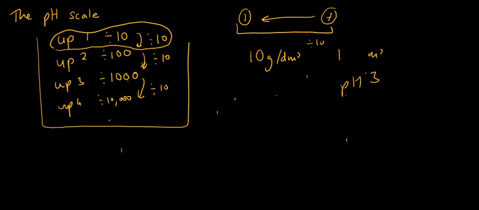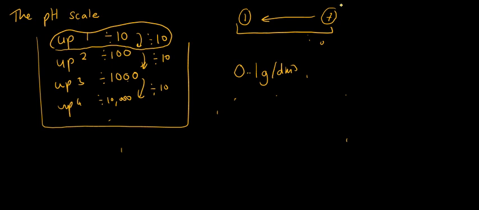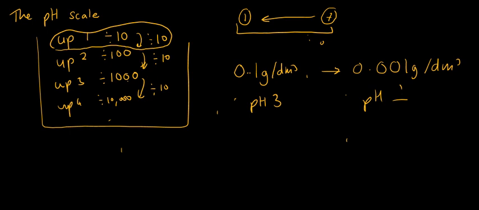Okay, let's have a look at another one. Let's say, for example, I have a situation where I have an acid which is 0.1 gram per dm cubed. This is the concentration, and my pH is, let's say, 3. And I dilute this acid to 0.001 gram per dm cubed, and I want to know what the new pH is going to be. So if you can pause the video and work out what you think the new pH is going to be.